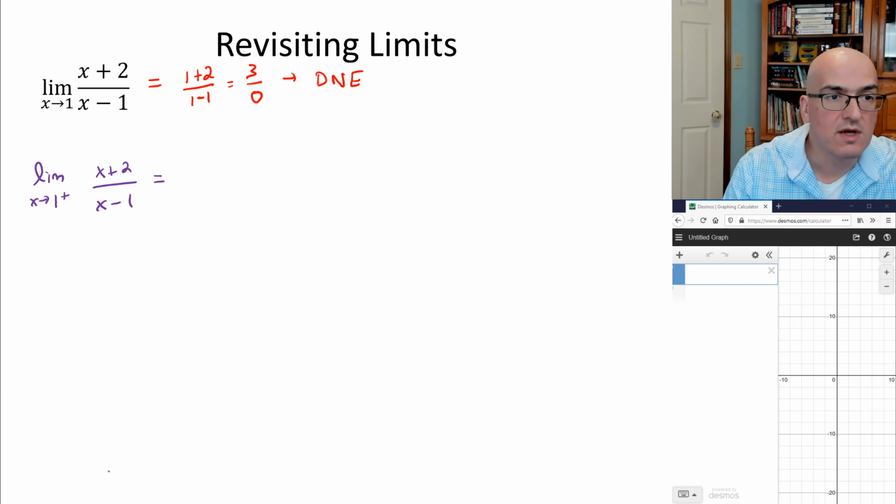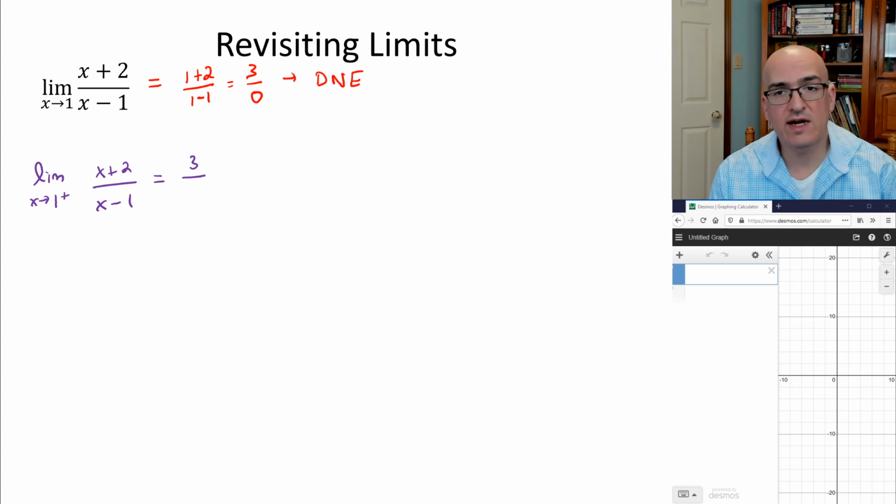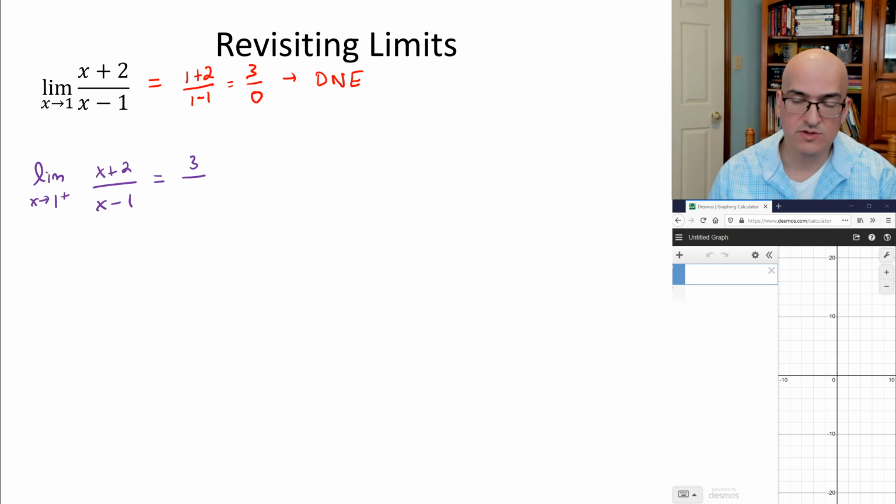But for the next one, when x approaches 1 from the right, we're going to get 3 on top. And in the bottom, we're going to get 0, kind of. We're plugging in a number a little bit larger than 1. So you can imagine plugging in 1.00001. In the denominator, you have 1.00001 minus 1, so you're going to get 0.00001. It's essentially 0, but it's positive.